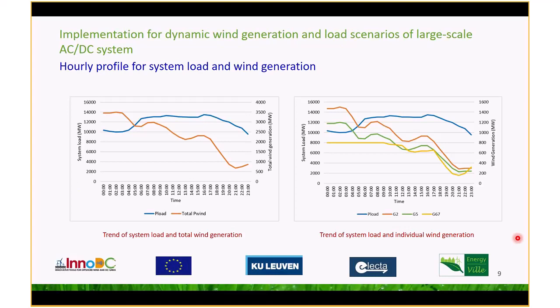Here we can visualize the hourly profile for system load and wind generation. The left figure shows the trend of the system load and the total wind generation. In the right figure, the same trend for system load is seen, along with individual wind generation at the 3 wind farms.